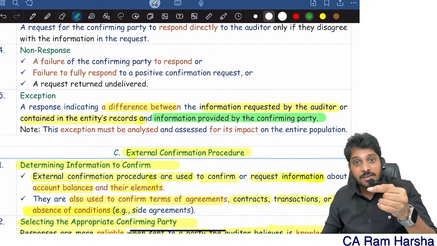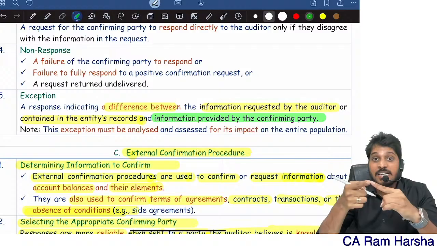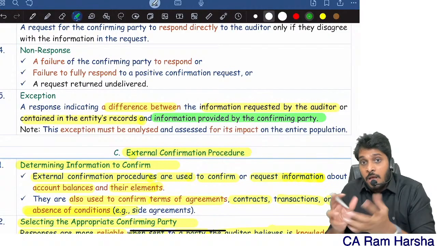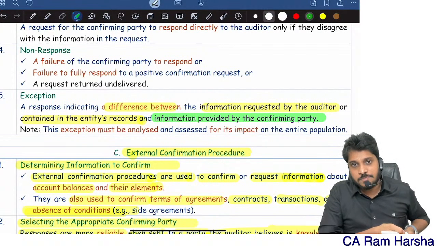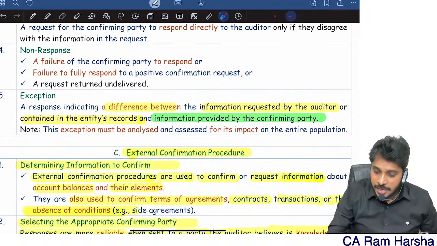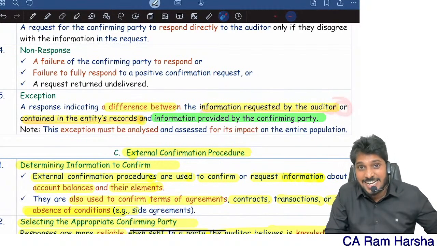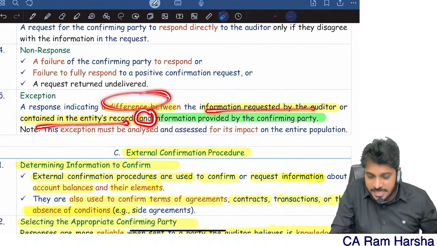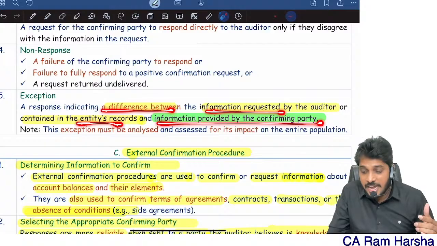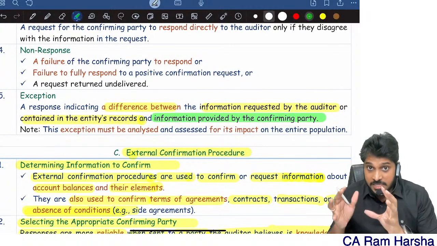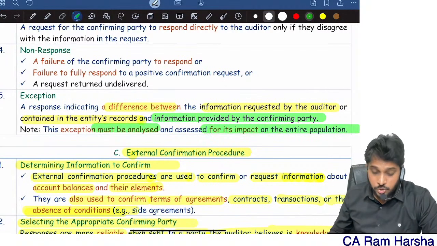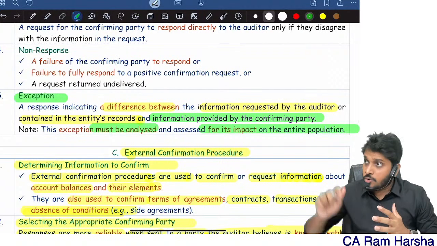Information requested by the auditor and information provided by the third party, if there is a difference between them, then that's an exception. Generally, what information do I request from the third party? Whatever information is there as per our company records. In our company books of accounts, what amount is there? That amount only I will request them to confirm. That's why information requested by the auditor or contained in entity records, and the difference between this and this. That's why you see the difference between the yellow and green letters which I highlighted here. So whenever there is a difference, you must analyze, and check what its impact on the entire population is. Sometimes, remember, in our books of accounts his balance is 10 lakhs.